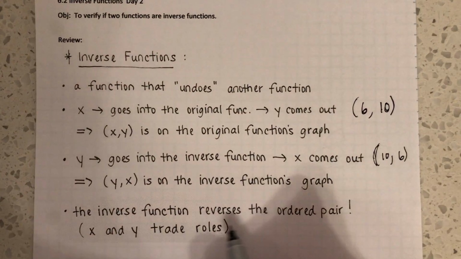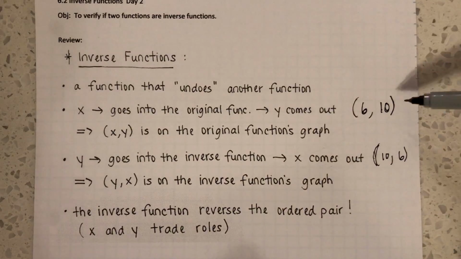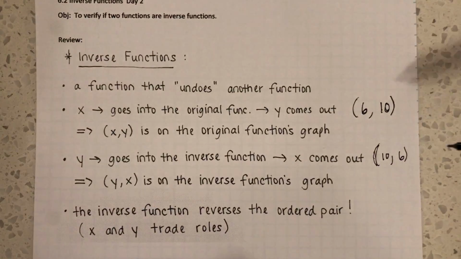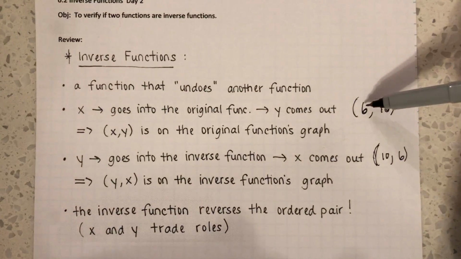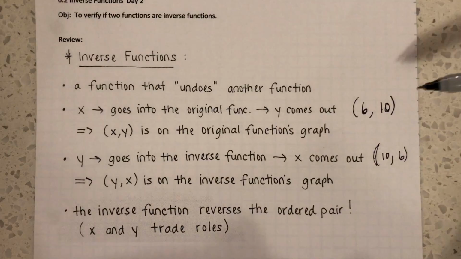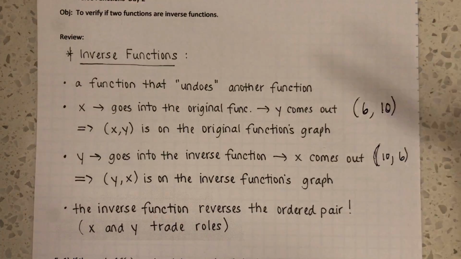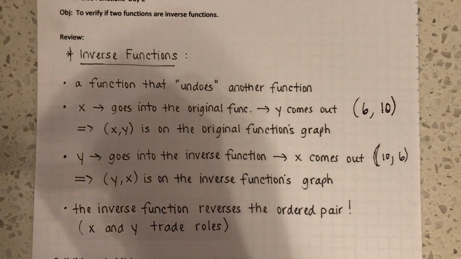So the inverse function reverses the ordered pair. This is on the graph of the original function, and this is on the graph of the inverse, okay? So their ordered pairs literally switch. The original x becomes the inverse's y. The original y becomes the inverse's x, okay? Their ordered pairs literally get reversed.